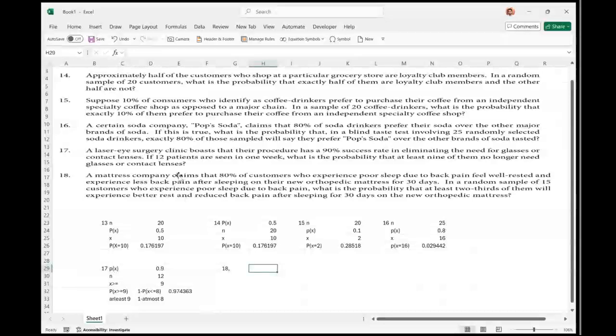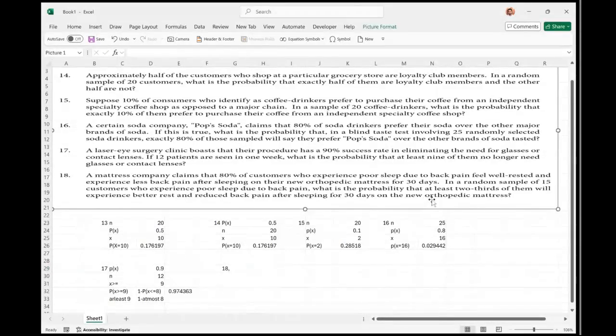In this one, a mattress company claims that 80% of their customers who experience poor sleep due to back pain feel well rested and experience less back pain after sleeping on their new orthopedic mattresses for 30 days. In a random sample of 15 customers who experience poor sleep due to back pain, what is the probability that at least two-thirds of them will experience better rest and reduced back pain after sleeping 30 days on the new orthopedic mattress?